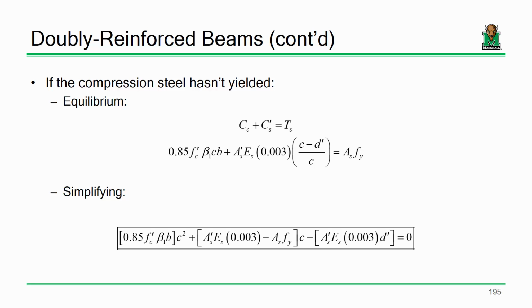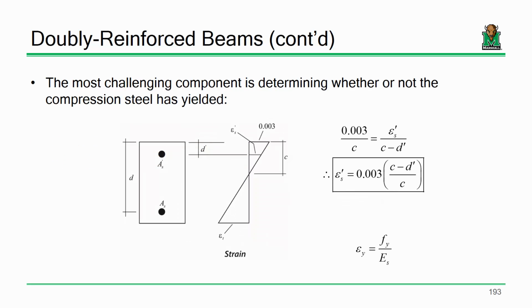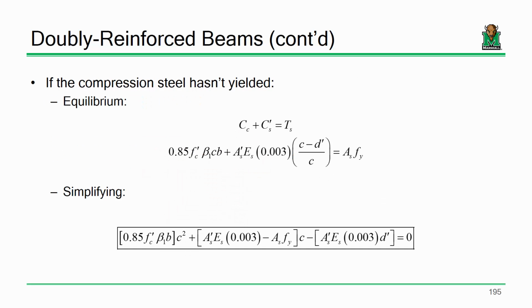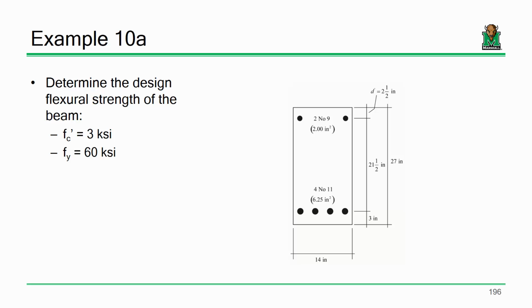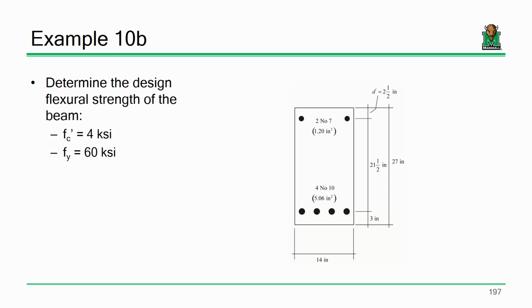Y'all see that? Okay. So what sucks is if your compression steel has yielded, it's pretty easy to determine the capacity. If it hasn't, you actually have to solve a quadratic equation to figure out what this neutral axis depth is. So what we're going to do is two examples. We're going to do an example where the compression steel has yielded. I'll just go ahead and tell you. Then we're going to do one where the compression steel hasn't yielded.